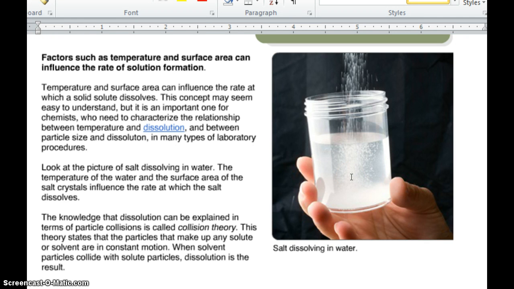This theory states that the particles that make up any solute or solvent are in constant motion. So the salt molecules are moving, the water molecules are moving, the water molecules bump into the salt molecules, and instead of them being in a nice square or cube, it breaks them apart into little pieces that you can't see, and then it's dissolved. When water particles collide with solute particles, in this case salt, dissolution is the result.